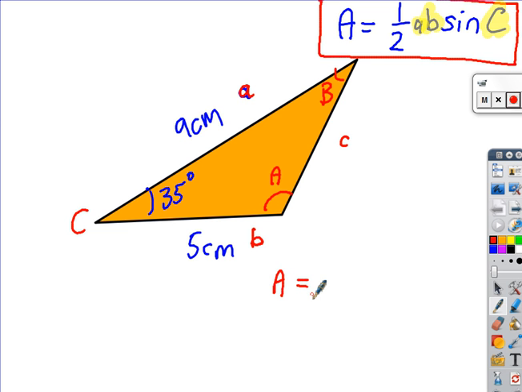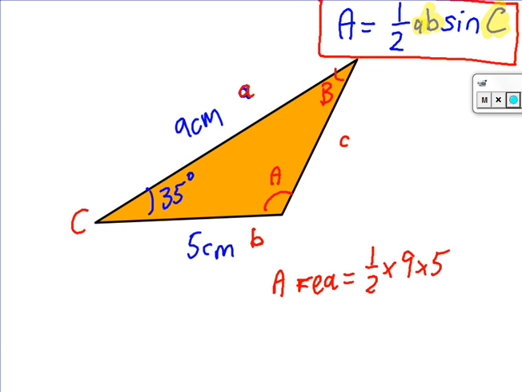So the area of the formula, or we should write area, given that it might get confused, is a half times A, which is 9, times B, which is 5, times sine of the angle, 35. Put that into your calculator, you should find out that it comes out at 12.905, or let's call it 12.9 centimetres squared.